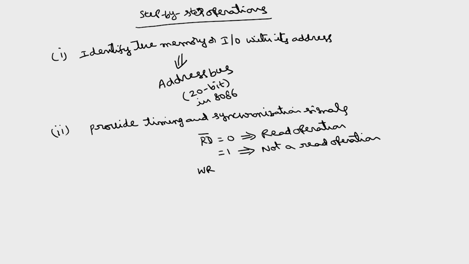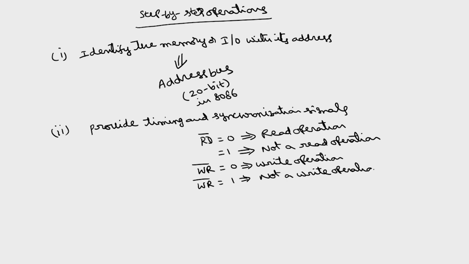Similarly, if write bar is 0, it implies write operation. Write bar is 1 means not a write operation. Similarly, there is one more signal. We can perform read or write operation from either memory or I/O. So, how to distinguish between the memory and I/O? For that there is one control signal in 8086. I am discussing only 8086 signals here, but this procedure is common to any microprocessor.